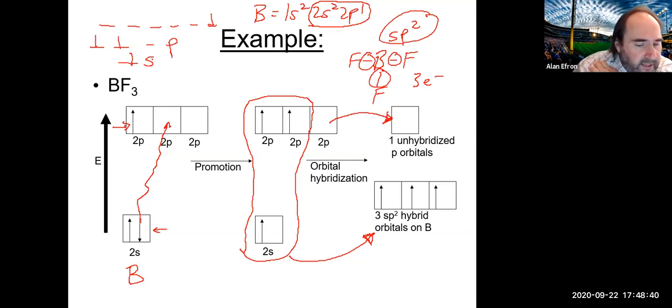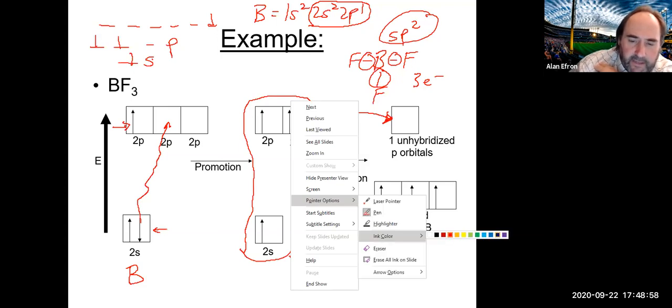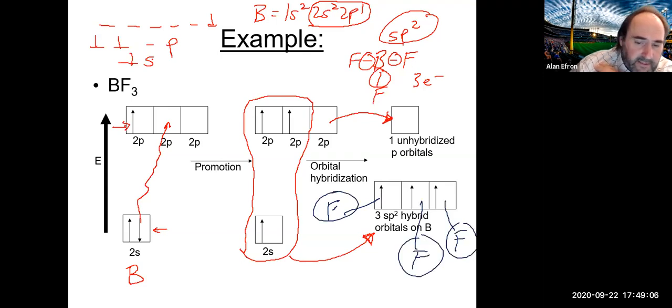So 1 unhybridized p orbital does get left just alone, and that's going to be really important a little bit later on when we talk about double bonds and triple bonds, having that extra unhybridized p orbital. Same idea here with our boron. Each of those borons now has an electron sitting in it, which means each of these borons can make a bond to fluorine. So it's going to make a bond to fluorine in each of those, and that would be our sp2 hybridization. Any questions on that so far?